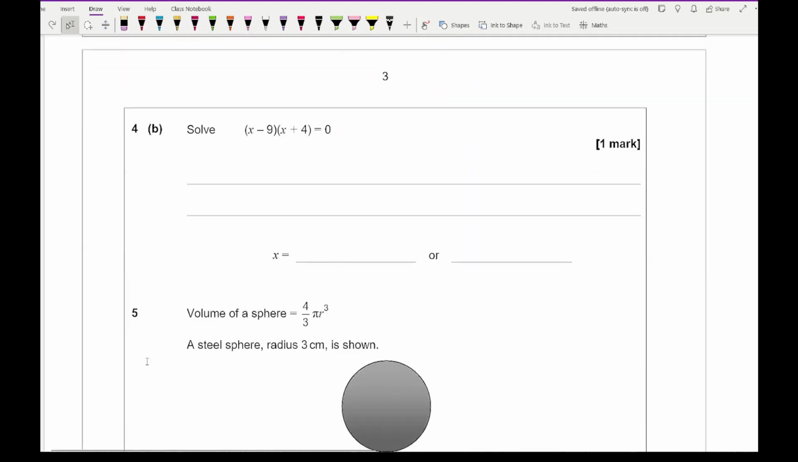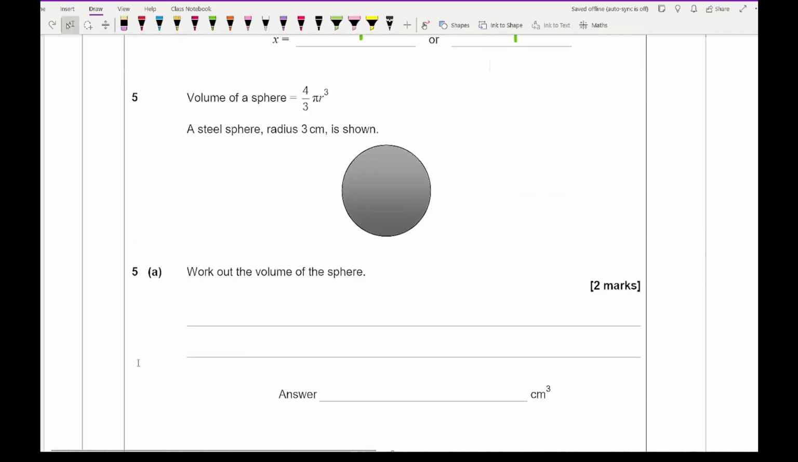Moving on to the next question, we're just solving this quadratic equation. So again, if we expand the brackets out, we get x squared, or actually we don't even need to do that. It's already factorised, so we just need to make each bracket equal to 0. So I've got x equals 9 or x equals minus 4. So it's going to be 9 and minus 4 in any order.